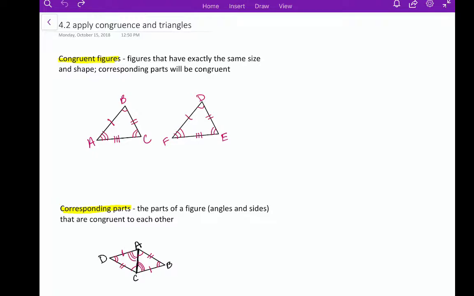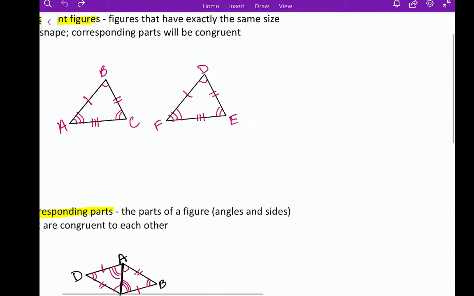All right, this video is for Geometry 4.2. We're going to apply congruence and triangles. And so we're going to talk about what congruent triangles look like and how to identify them. So first of all, congruent figures are figures that have exactly the same size and the same shape. And in congruent figures, the corresponding parts will be congruent. So this is what can be tricky sometimes.